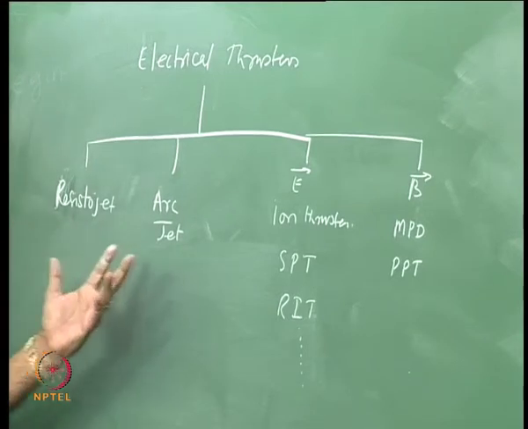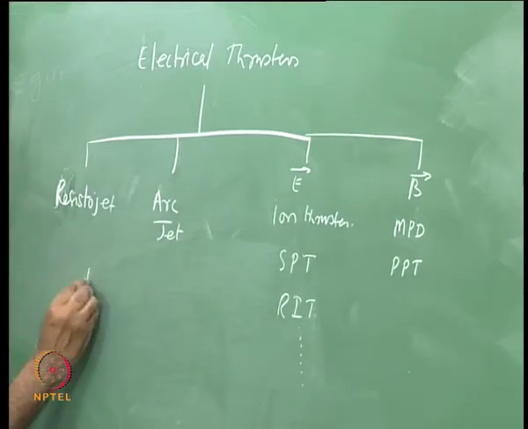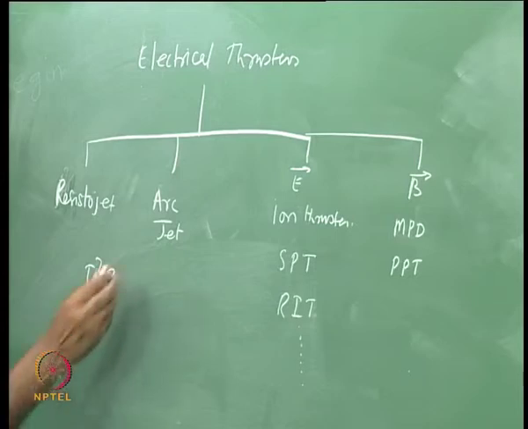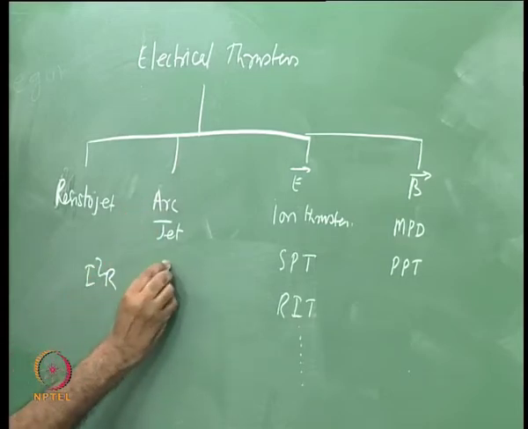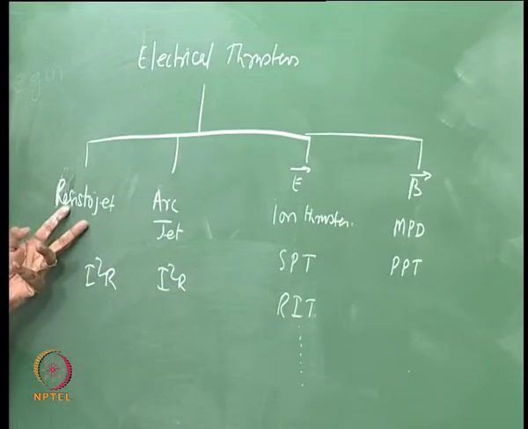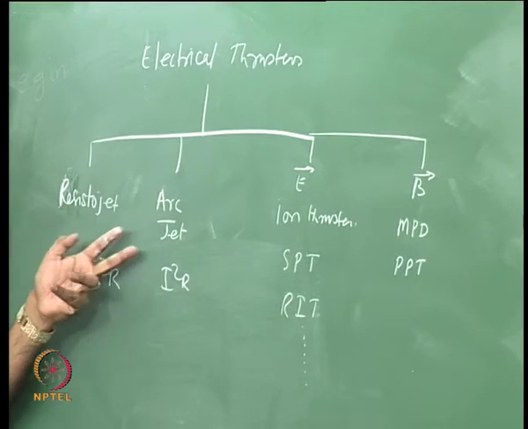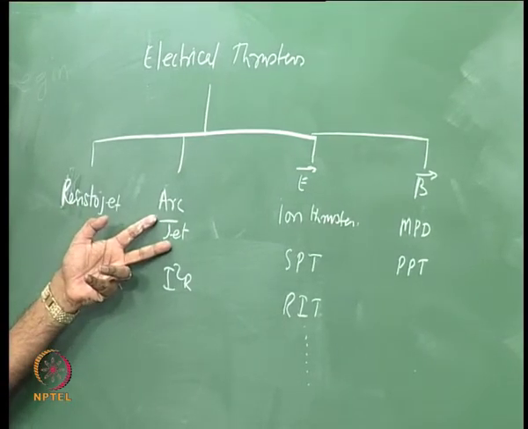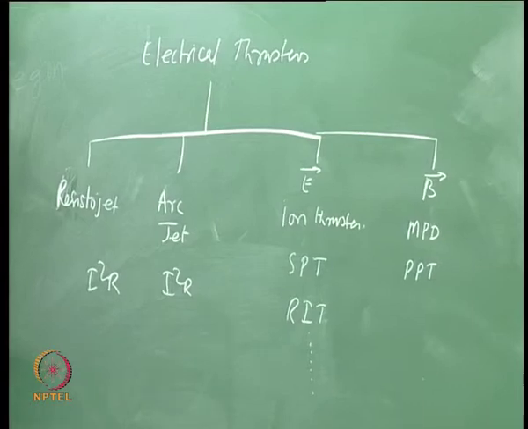Well, this is all about the electrical thruster. We have looked at the principles of this. In this case it is I squared R, which is the heat source. In this arc jet again it is I squared R. Though the resistojet is easy to visualize, arc jet is a little more complicated. How do you get the arc going?